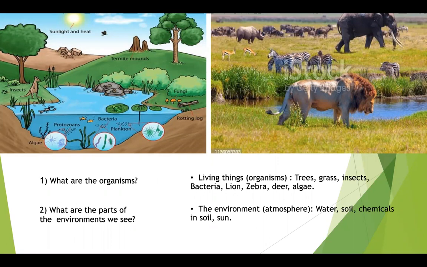So we see that organisms are the living things that could be either animals or plants, like the tree, grass, insects, bacteria. We see a lion, zebra, a deer, and algae. For the environment, which is the atmosphere that these plants and animals live in, like the surroundings, it could be water, the soil, the chemicals that are in the soil, and the sun.